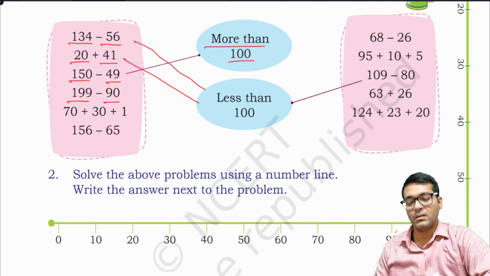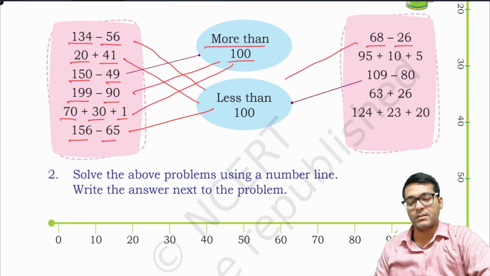199 minus 90 is more than 100. 70 plus 30 plus 1 is more than 100. 156 minus 65 is less than 100. Similarly, 68 minus 26 is less than 100. 95 plus 10 plus 5 is more than 100. 190 minus 80 is less than 100. 63 plus 26 is less than 100. And 124 plus 23 plus 20 is more than 100.